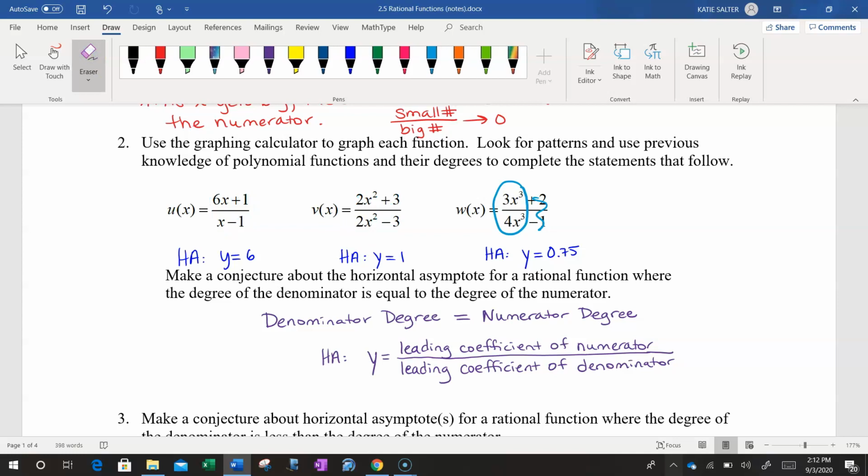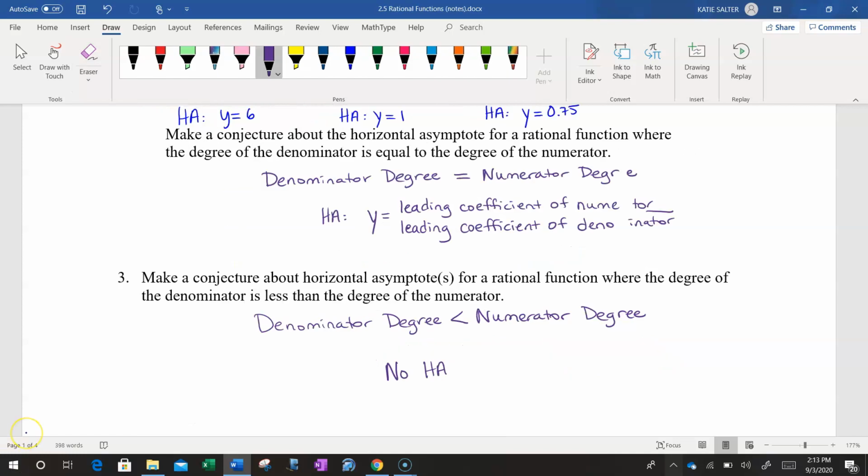And that's why anytime the degree of the numerator is the same as the degree of the denominator, the horizontal asymptote will always be the leading coefficient of the numerator divided by the leading coefficient of the denominator. All right, so the third situation, what if the numerator degree is higher than the denominator degree? If that happens, there is no horizontal asymptote.